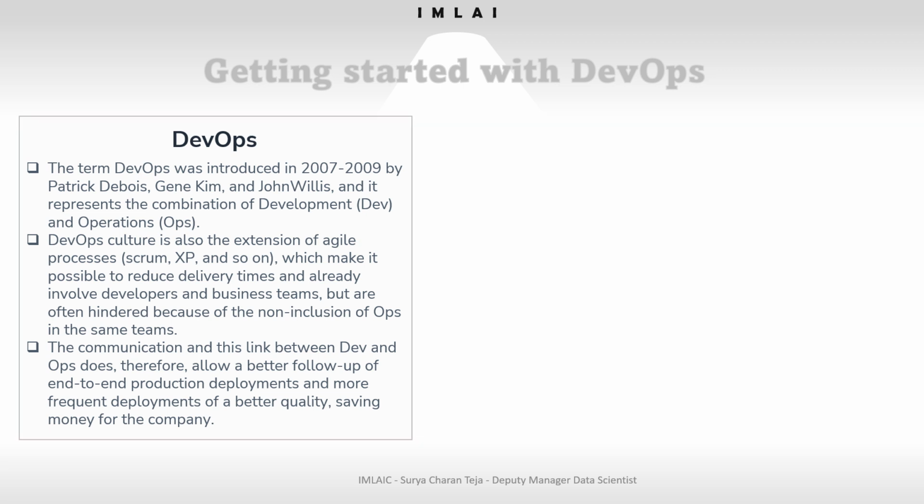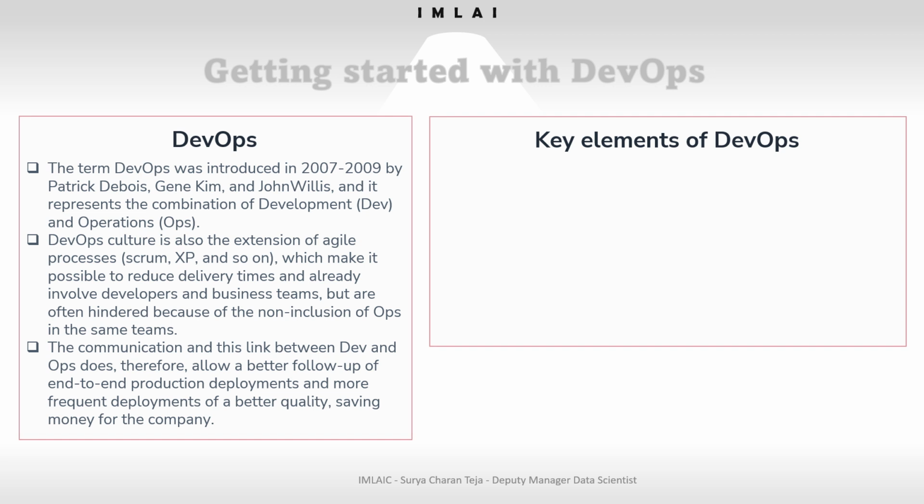So the next question would be, what are the key elements of DevOps? To facilitate this collaboration and improve communication between dev and ops, there are several key elements in the processes to be put in place, as in the following examples. The first one is more frequent application deployments with continuous integration and continuous delivery. In short, we call it CI/CD.